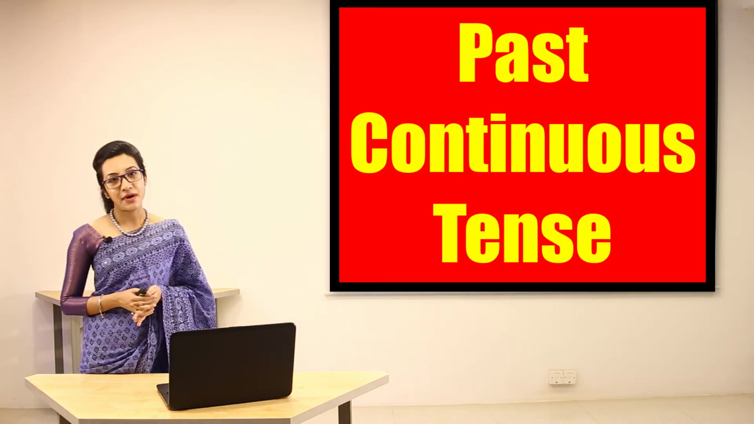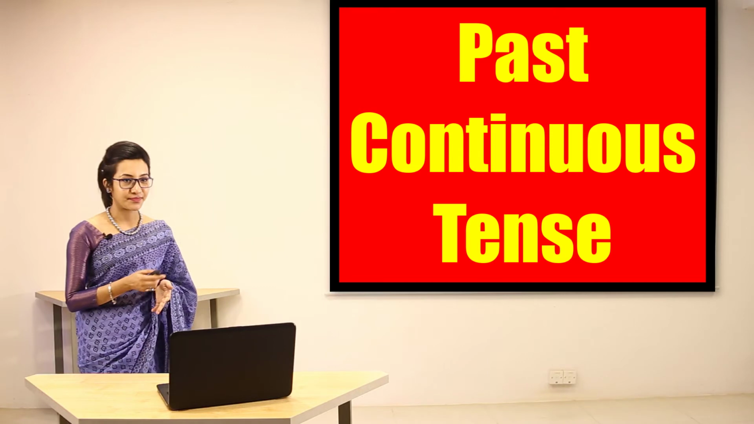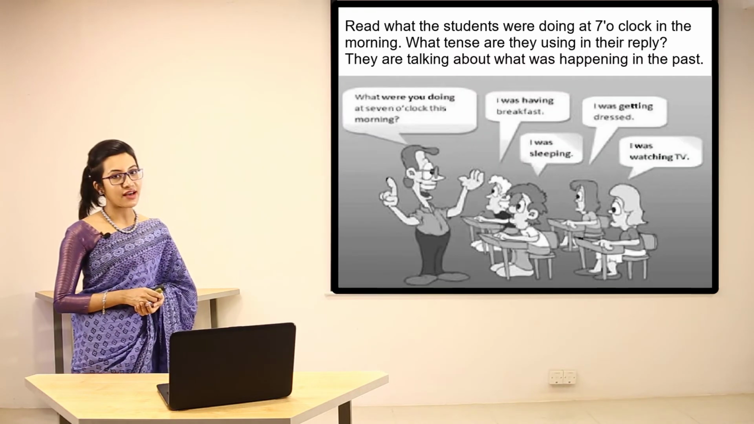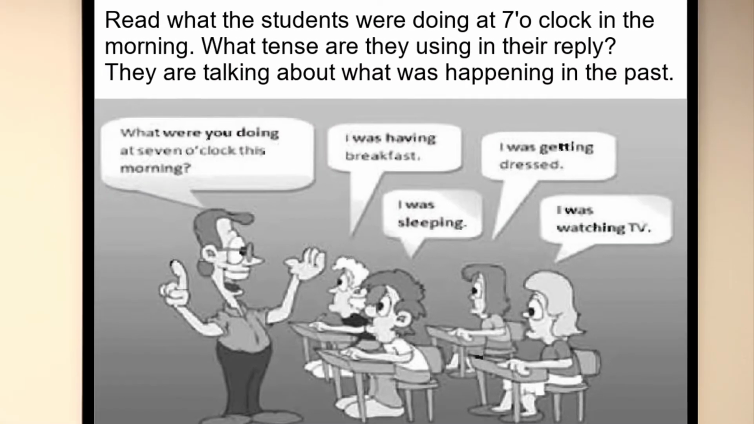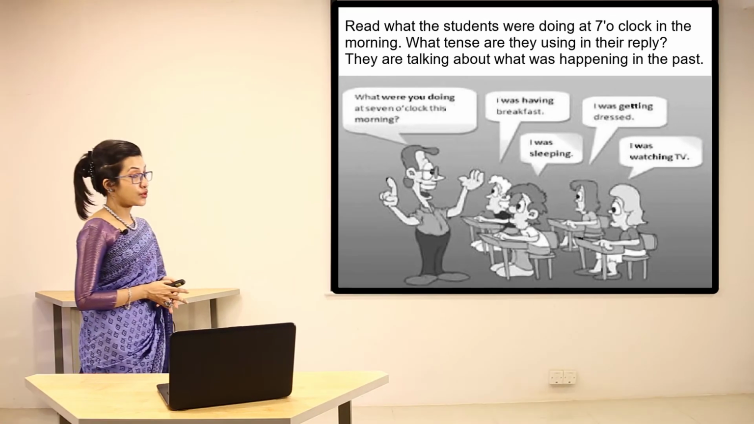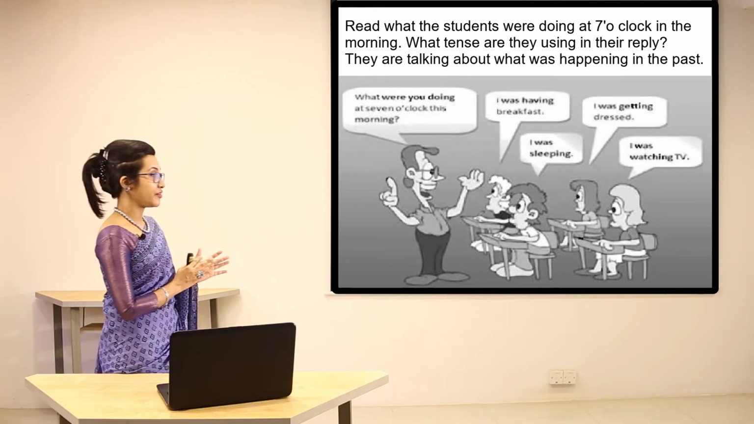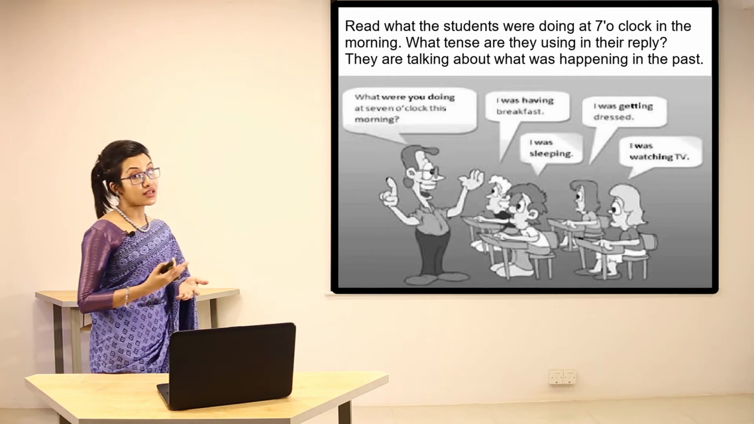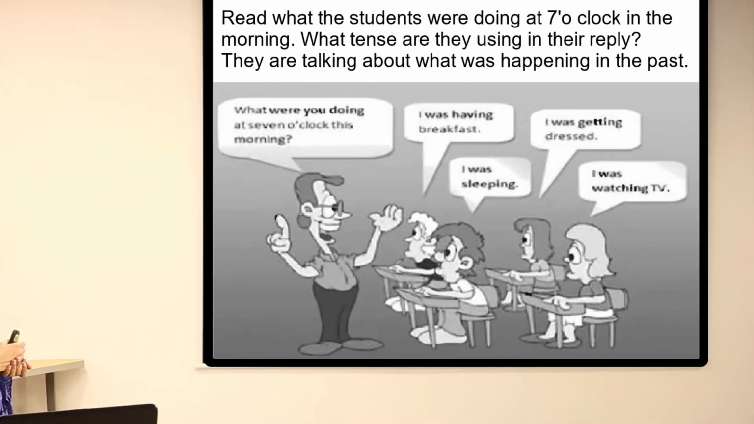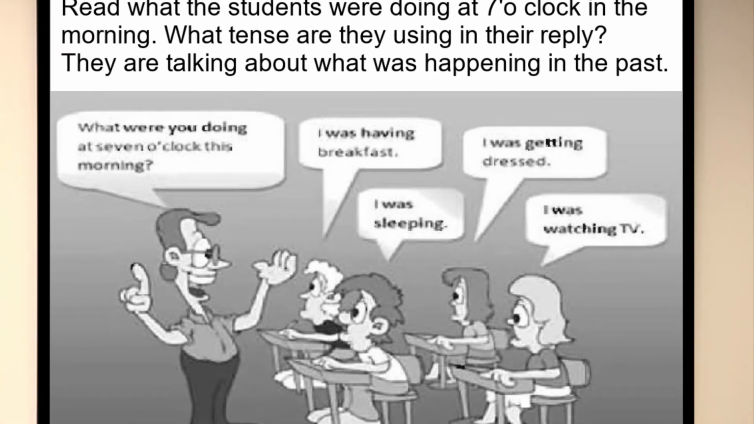Now it's time for past continuous tense. Before we start, let's have a look at this conversation. Read what the students were doing at 7 o'clock in the morning. What tense are they using in their reply? They are talking about what was happening in the past. So it's very clear that there is a teacher here who is asking a question: what were you doing at 7 o'clock this morning?